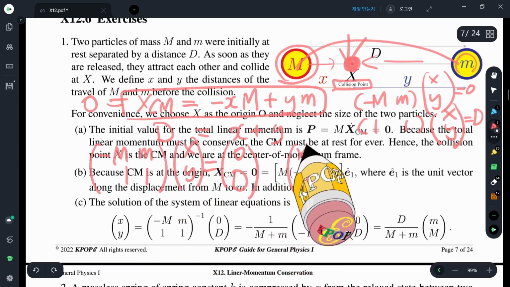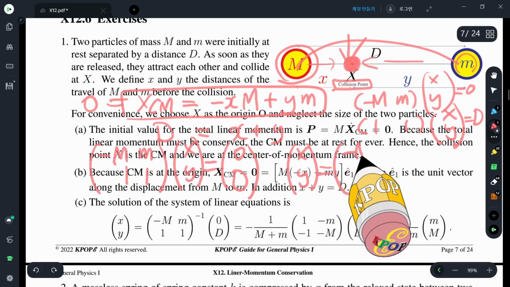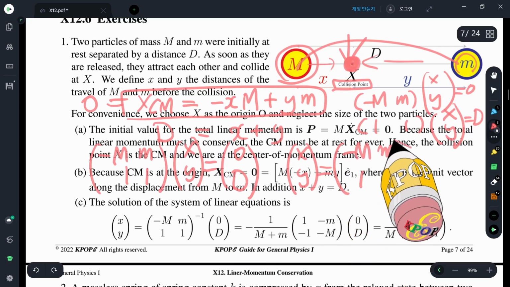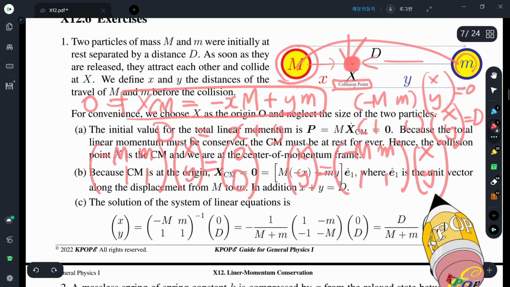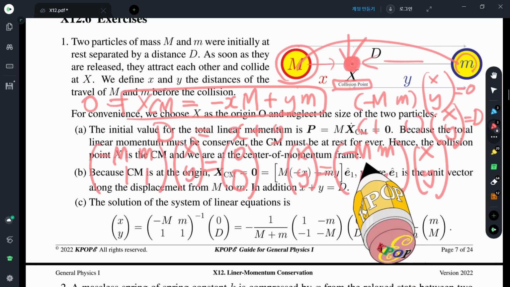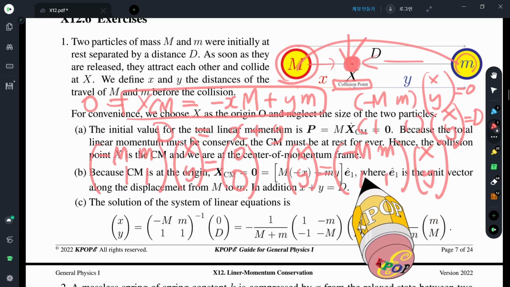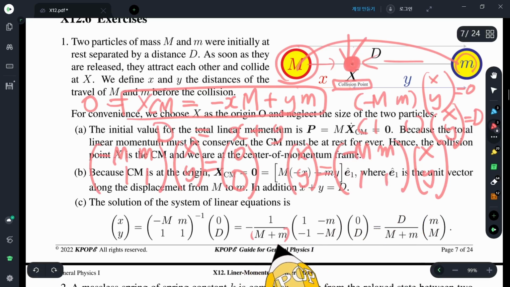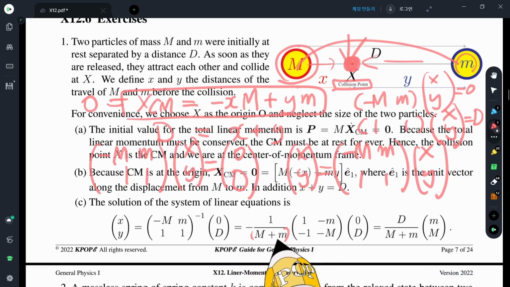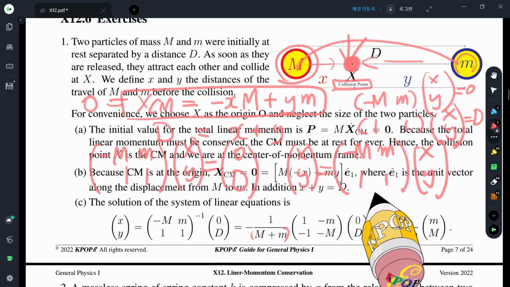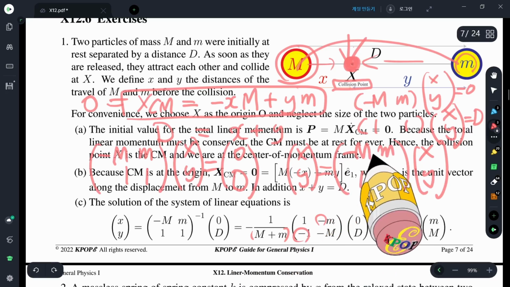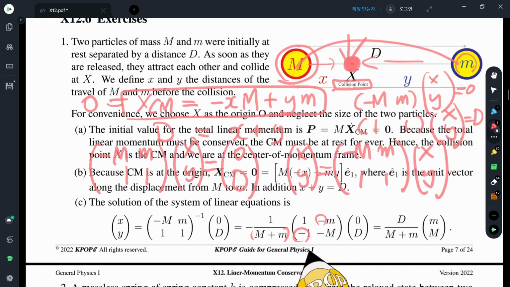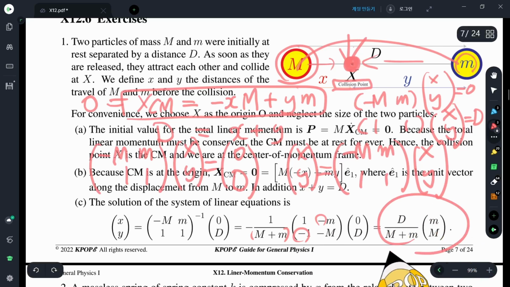The answer is the inverse matrix of this, and we know how to compute the inverse matrix. The determinant must be non-zero. The determinant is minus M plus m. So 1 over the determinant, and exchange these two diagonal elements and attach a negative sign on the off-diagonal piece, and then finally we multiply by 0 d to arrive at this.